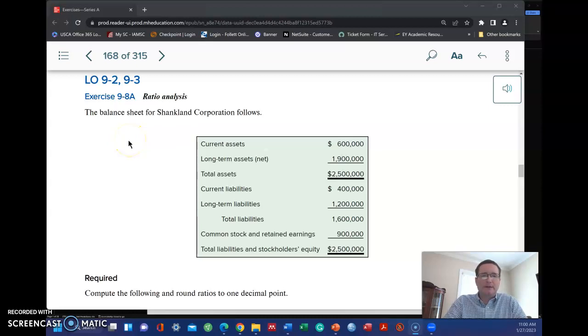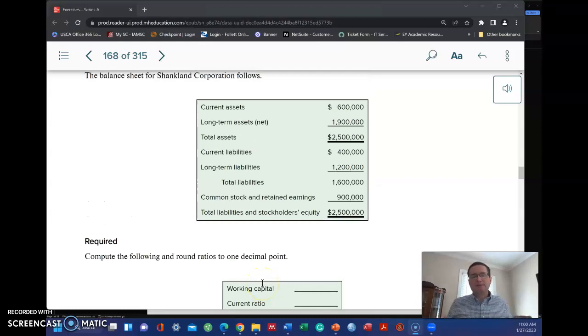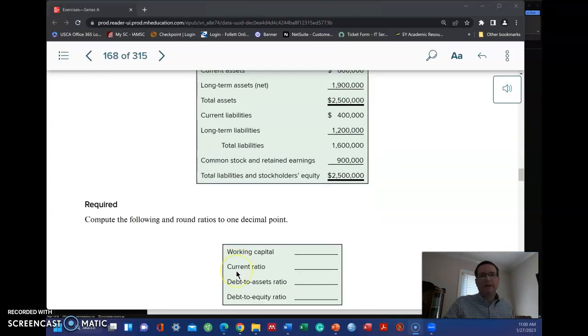So I'm in the ebook and we're going to look at exercise 9-8A, ratio analysis. It's asking us to compute working capital, current ratio, debt to assets ratio, and debt to equity ratio. Pretty simple, straightforward problem. Before I continue in the video though, I do want to explain some of these ratios. Let's expand on them before we crunch the numbers.